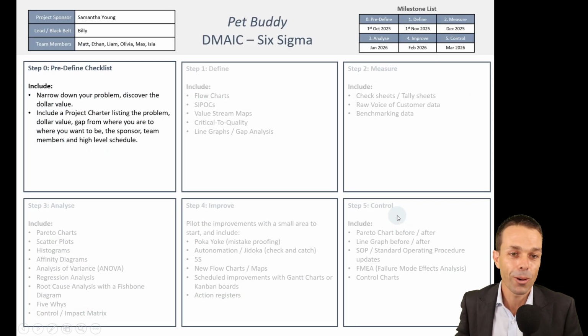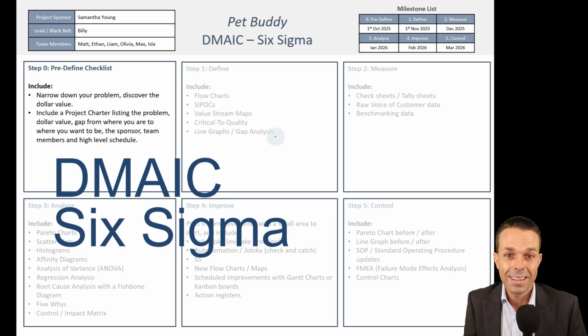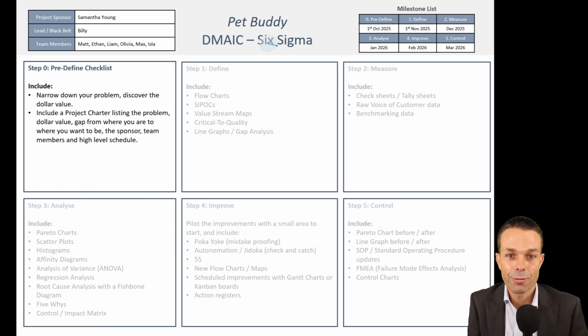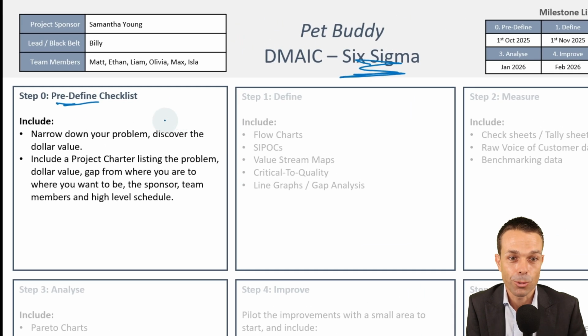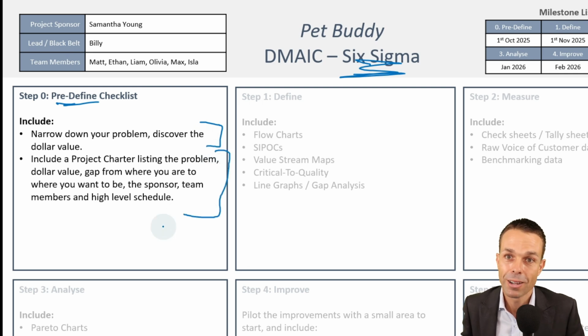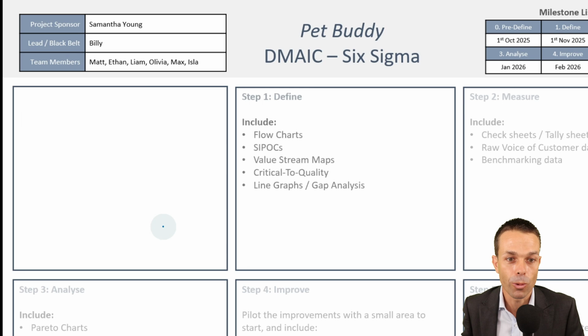Now, of course, that's not the only way to do it. We could be using DMAIC. And DMAIC is from Six Sigma, if you remember. So we could use this to initiate our project as well with a predefined checklist. So we want to narrow down the problem, and we want to include a project charter here. So what's the gap from where we are to where we want to be?